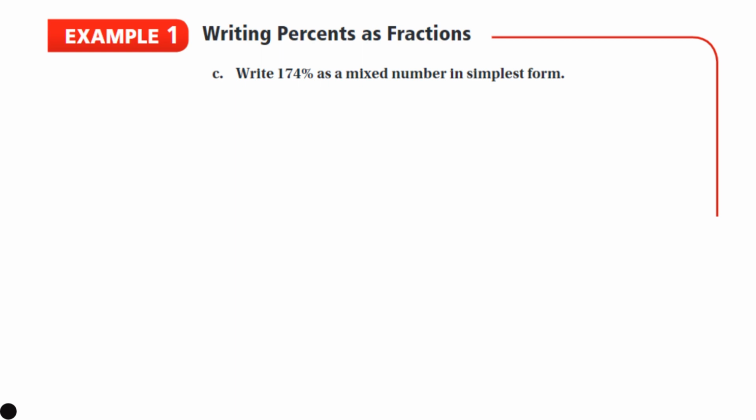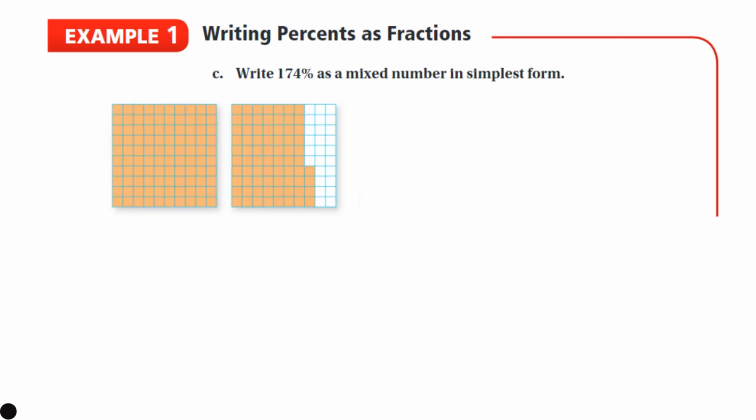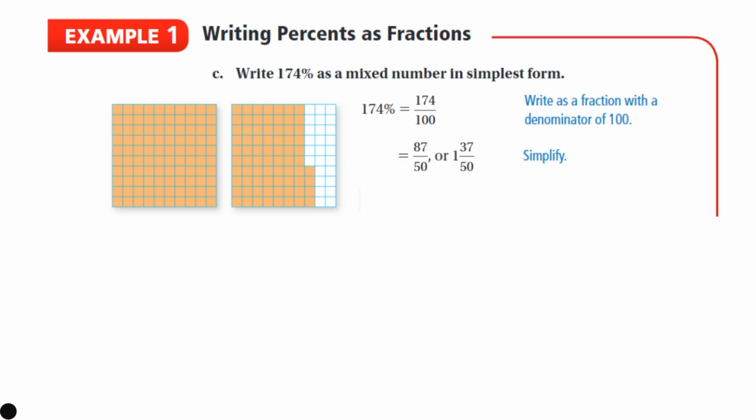C, write 174% as a mixed number in simplest form. We need to fill in 174 boxes out of 100, so we're actually going to need 2 100s. So here's 174 boxes filled in. We're still going to write it as a fraction over 100. 174% equals 174 over 100. If we simplify that, we get 87/50ths, or 1 37/50ths. So 174% is 1 whole and 37/50ths.